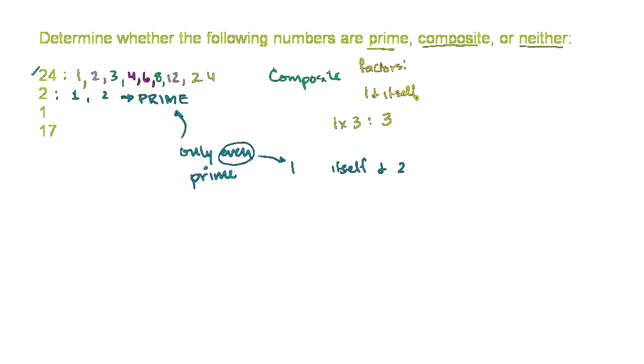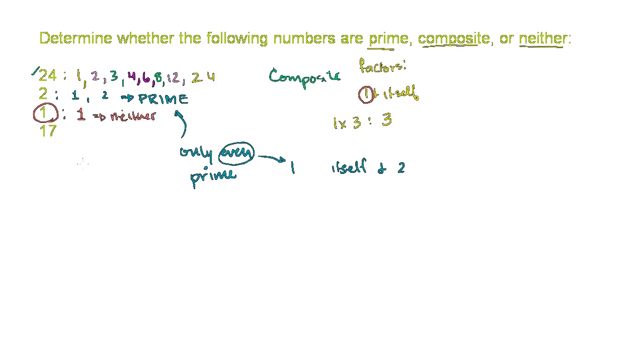Now here's an interesting case. 1. 1 is only divisible by 1. So it is not prime, technically, because it only has 1 as a factor. It does not have two factors. In order to be prime, you have to have exactly two factors. 1 has only one factor. In order to be composite, you have to have more than two factors. You have to have 1, yourself, and some other things. So it's not composite. So 1 is neither prime nor composite.